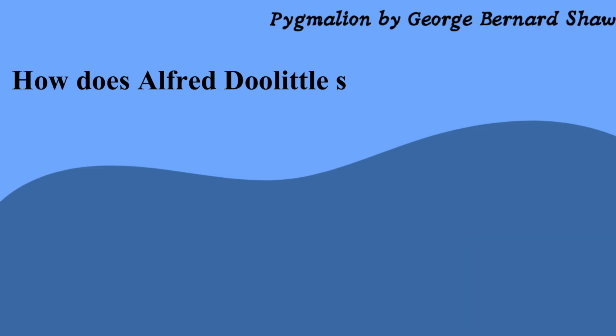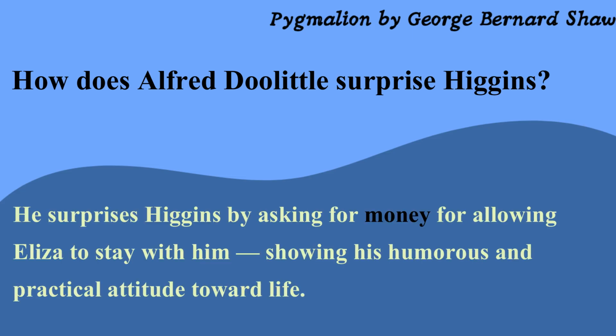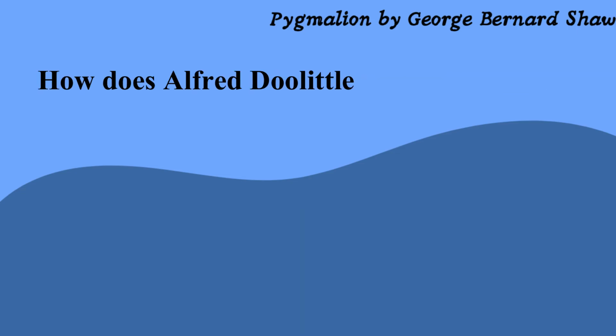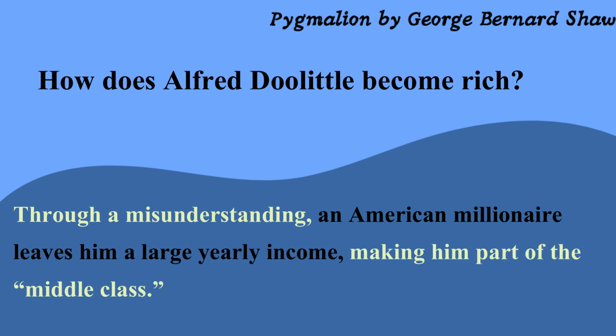How does Alfred Doolittle surprise Higgins? He surprises Higgins by asking for money for allowing Eliza to stay with him, showing his humorous and practical attitude toward life. How does Alfred Doolittle become rich? Through a misunderstanding, an American millionaire leaves him a large yearly income, making him part of the middle class.